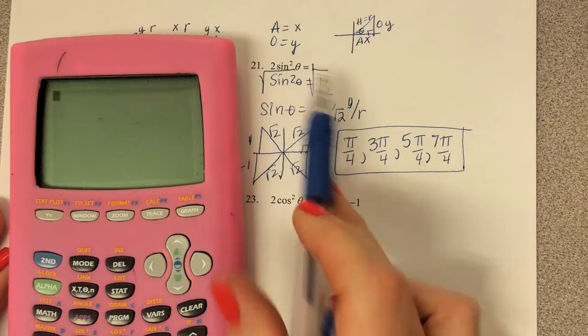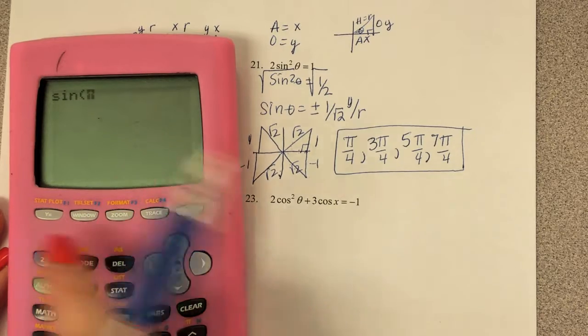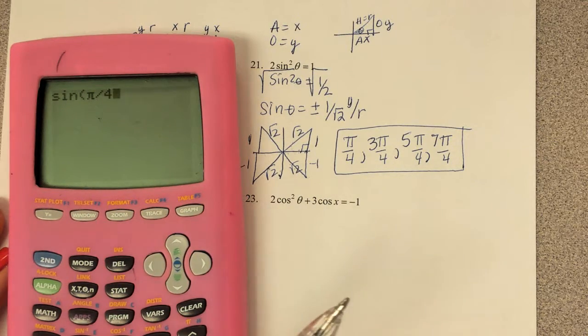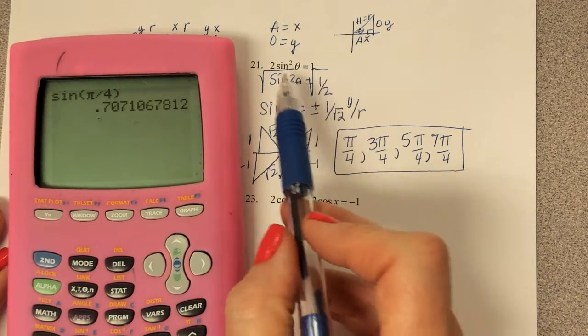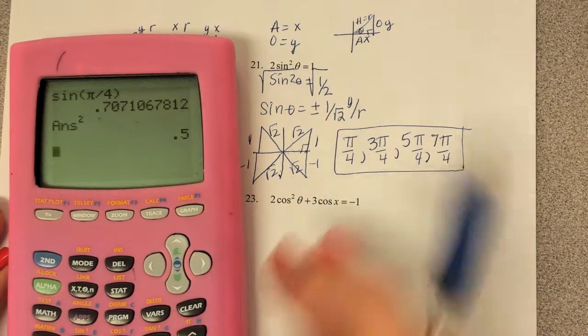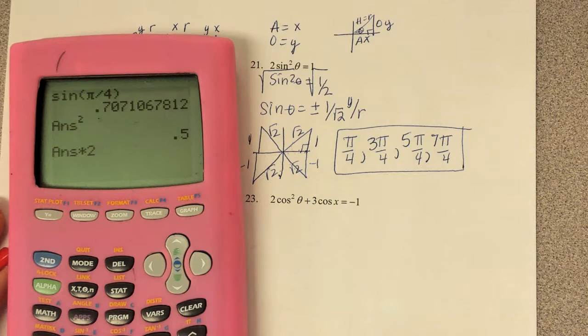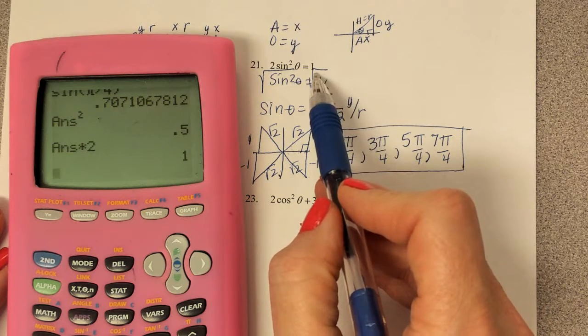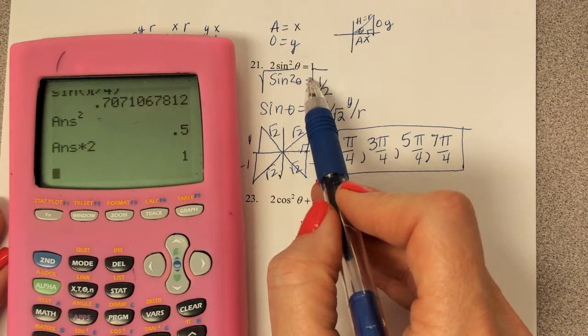So to check this, I would have to do the sine of pi over 4. I'd have to get that answer. Then I'd have to square it. And then I'd have to multiply it by 2. And what I'm trying to get is 1, and I do get 1. So I know it's correct.